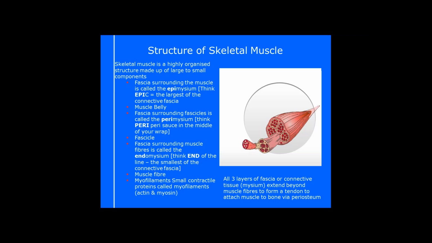Endo, and then you've got mysium. So remember, we said myo is muscle and sium is connective tissue. Lovely. We've got the muscle and the connective tissue. Then we've got endo. Endo, in this case, think end of the line. The smallest part is the end point. And this covers the muscle fiber.